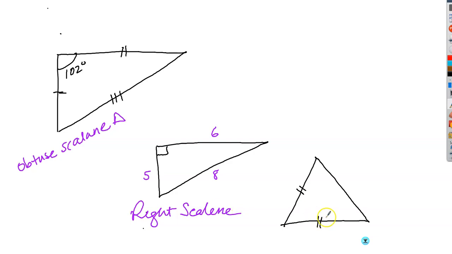And this last one, they all appear to be acute because nobody appears to be 90 or more. And there are two sides the same. So this would be isosceles, acute isosceles. Okay, so that's just naming those.